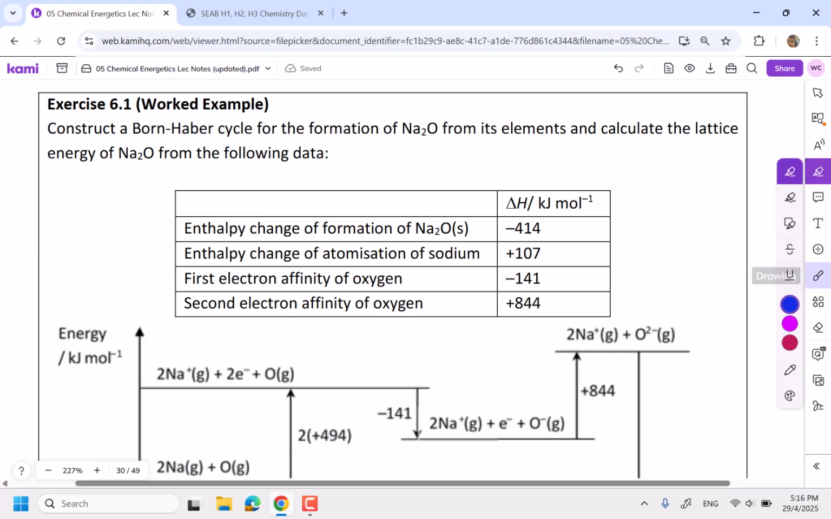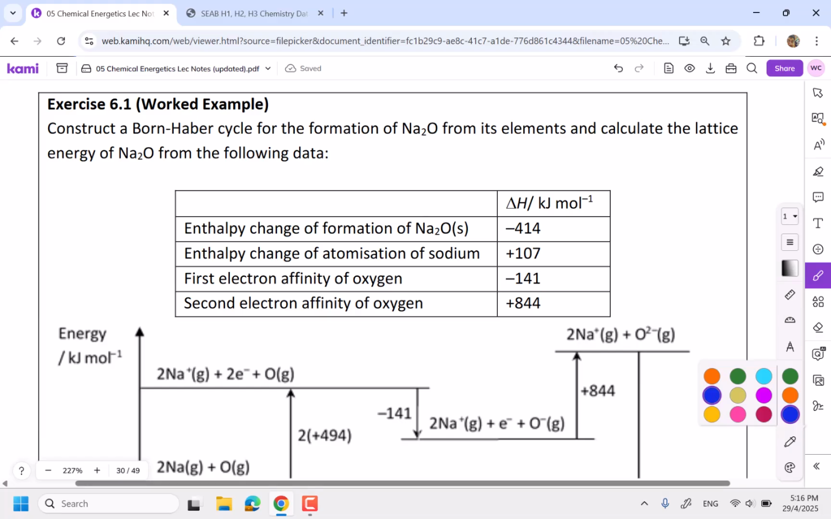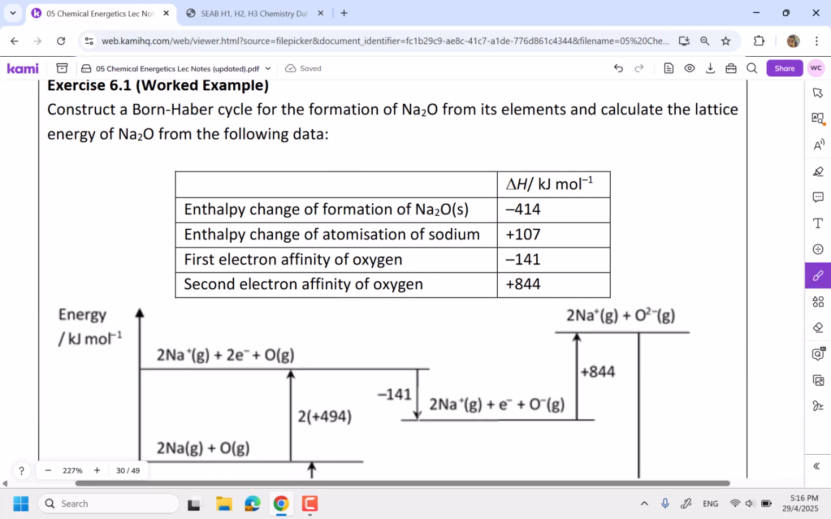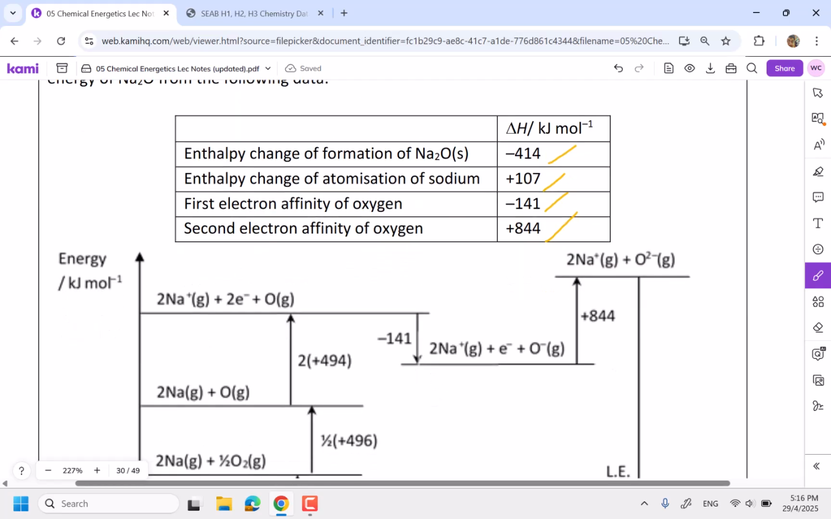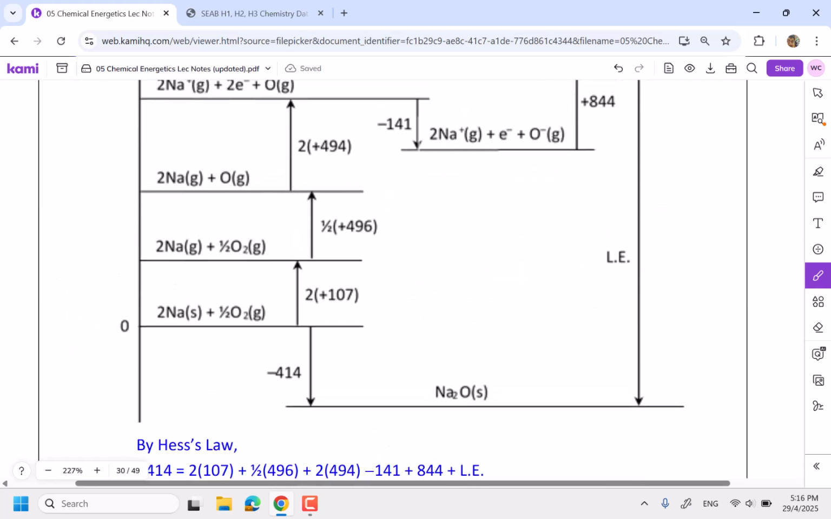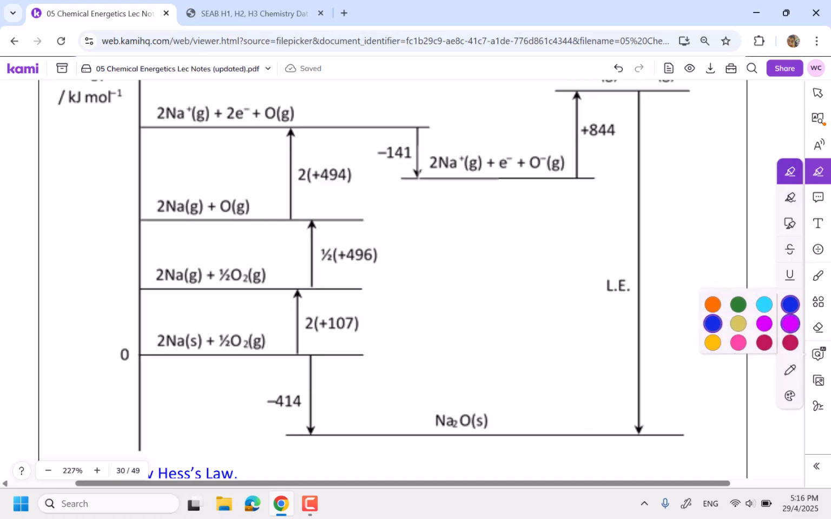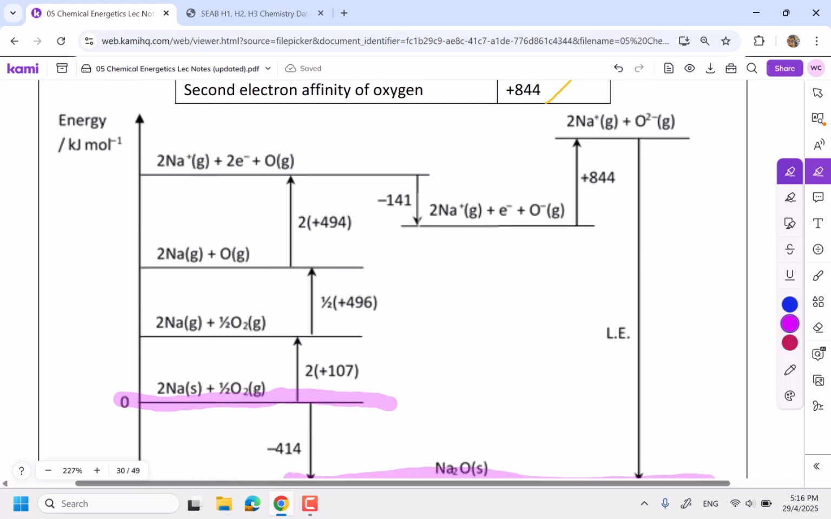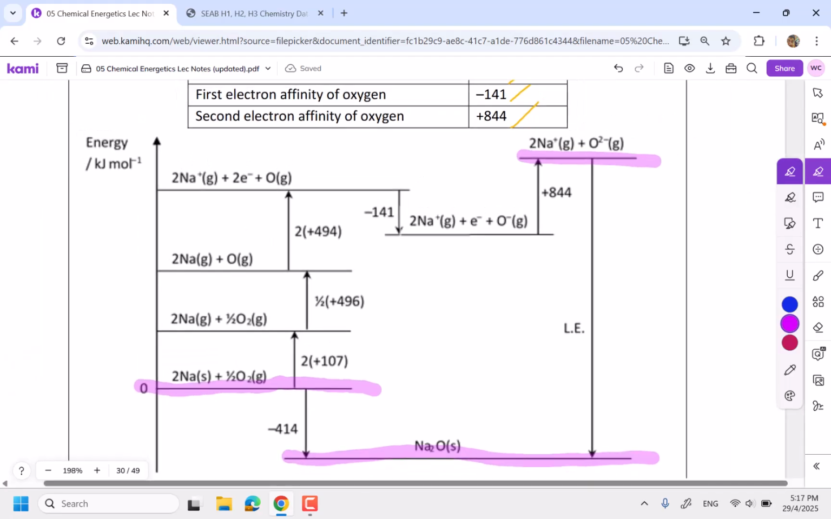Okay, you are already given information, and you need to check what information you are given. You are given atomization enthalpy, first and second electron affinity of oxygen, as well as enthalpy change of formation of sodium oxide. Okay, so once you draw the cycle, the thought process is really, maybe I'll just highlight. Draw this zero line first, okay, including the species. Draw the product first, okay, as well as draw the gaseous ions last.